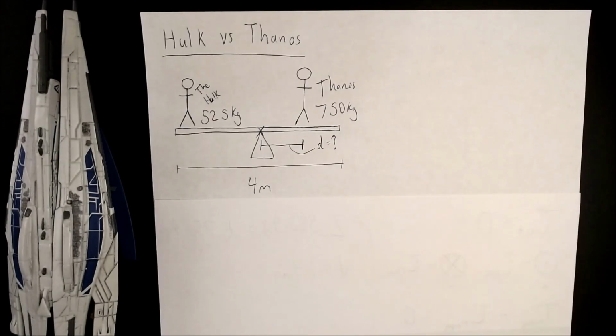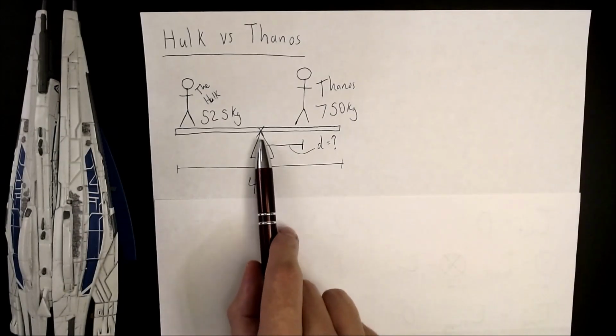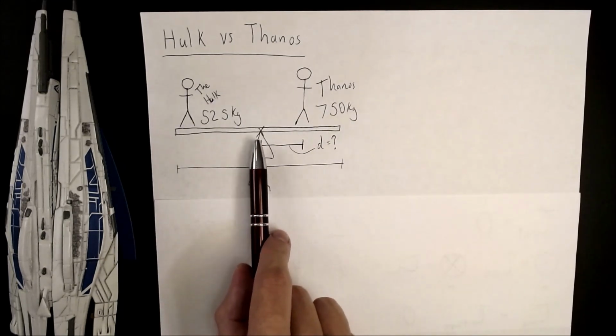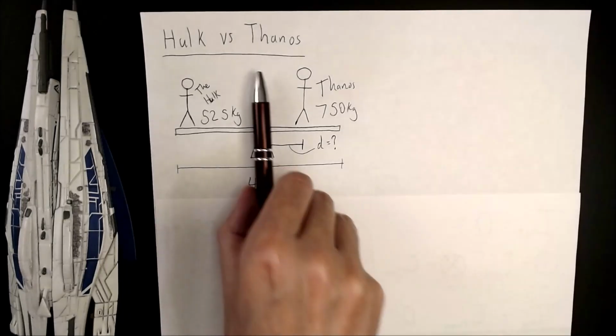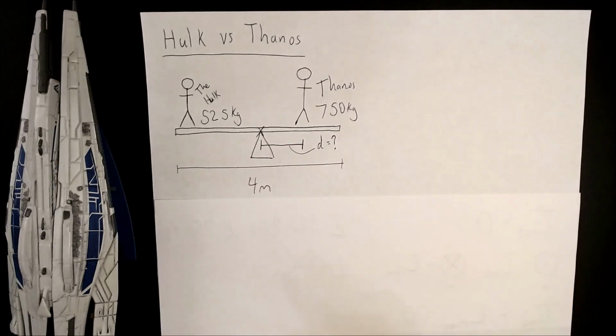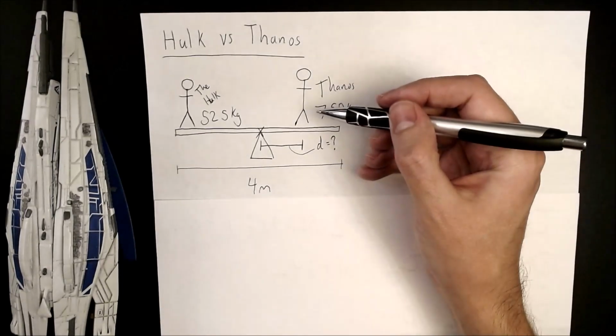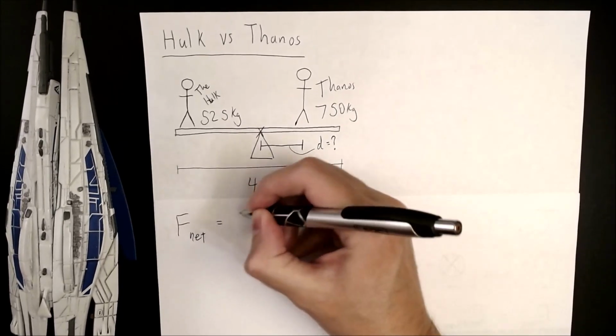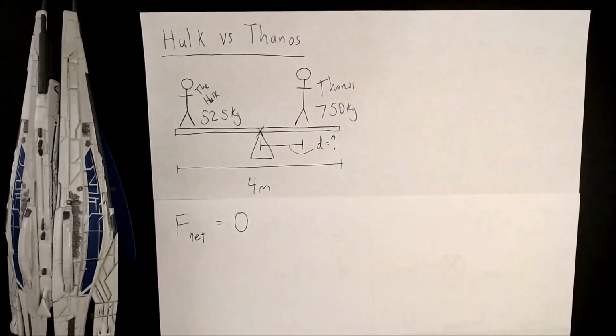The next question is, what is the force of the pivot point on this entire contraption? How much force is the pivot exerting to keep everything stable? How are we going to figure that out? How are we going to figure out the force of the pivot holding everything up? Yeah, if it's holding everything up and holding everything steady, then the net force has to be 0.